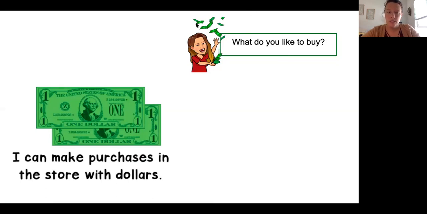I'm going to use this cool little pencil that I have on here, and I'm going to tell you what I like to spend my money on. You ready? I like to spend my money on Starbucks. What do you spend your money on? I'm writing on here. This is a cool tool that we're going to use when we get together and we do this live together, okay?